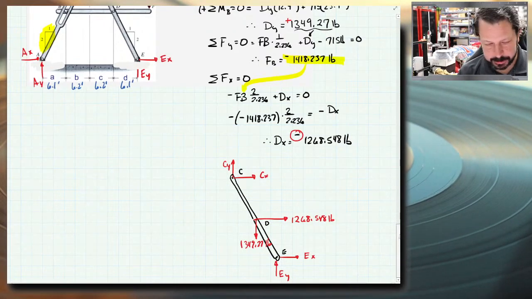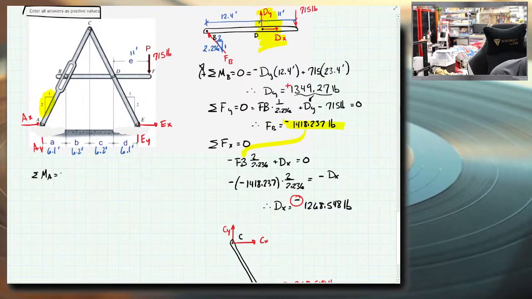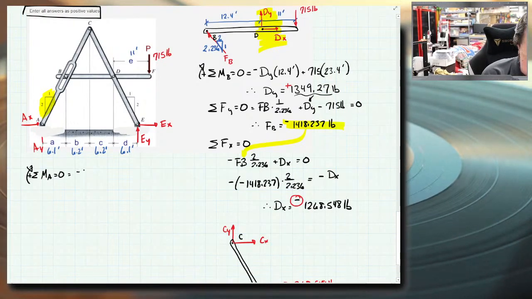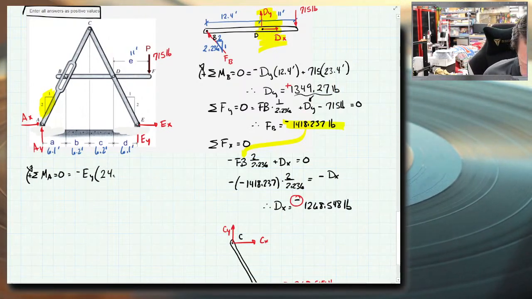So what I would probably do is go to the whole free body diagram. Summation of moments about A equals 0. We'll do clockwise positive. AX, EX do not create moments about A. AY does not create a moment about A. EY does. So minus EY times all of these 6.2s and stuff added together: 6.1 plus 6.2 times 2, 24.6. Those are feet.